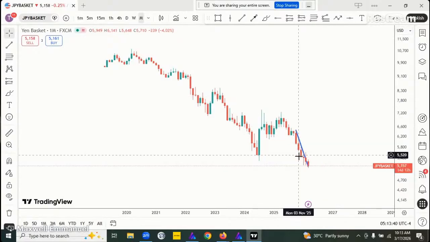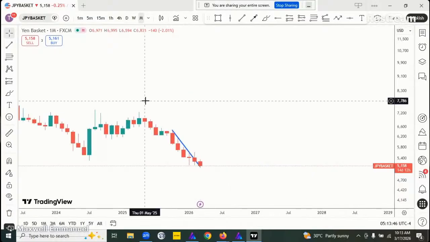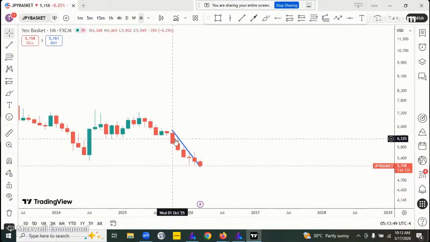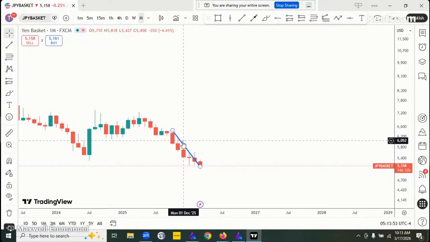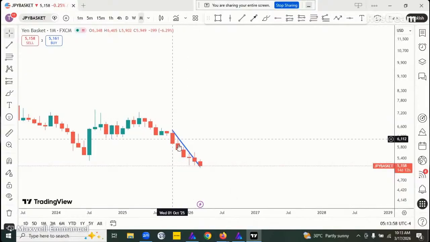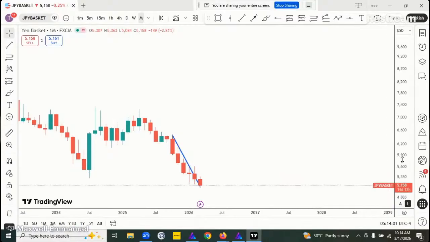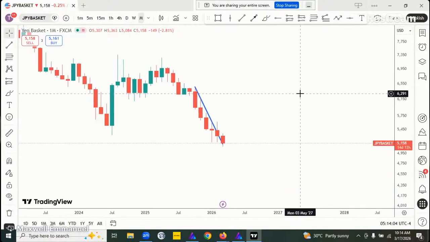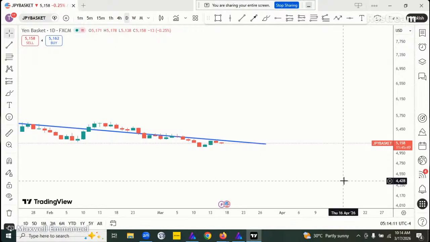So as you can see, the trend on JPY, or you call it your structure, is bearish. This is a bearish structure. It's been forming lower highs and lower lows. Yen is still very bearish. My bias for yen today is still bearish.